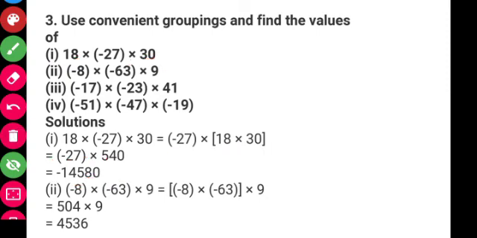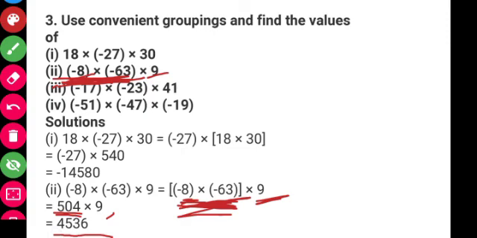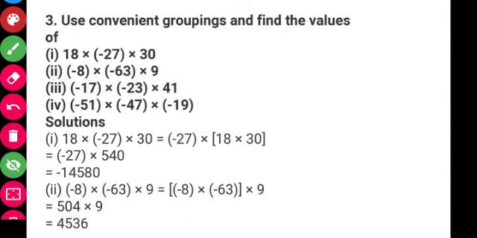Similarly, second part, it is given minus 8 and it is minus 63 and minus here 9. So here both have negative sign. So take together, so minus 8 into minus 63 and both have same sign, then its product will be plus. So 504, when you multiply 8 to 63, then you will get 504 into 9. Okay, now multiply this will get 4536. Understand?